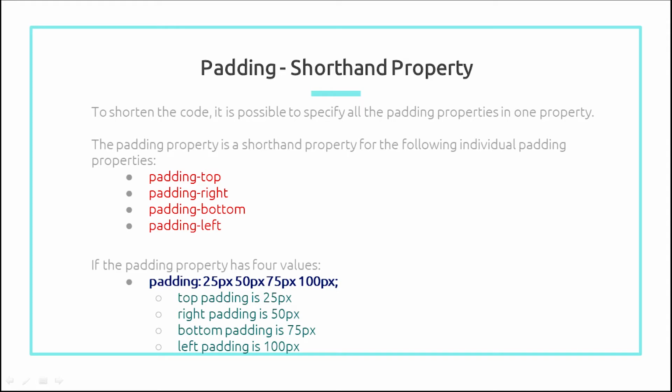Padding shorthand property. To shorten the code, it is possible to specify all the padding properties in one property. The padding property is a shorthand property for the following individual padding properties: padding top, padding right, padding bottom, padding left. So, here is how it works. If the padding property has 4 values, top padding is 25 pixel, right padding is 50 pixel, bottom padding is 75 pixel, left padding is 100 pixel.